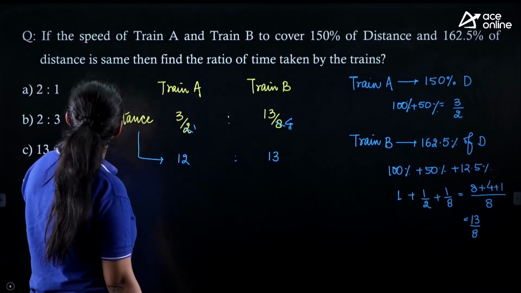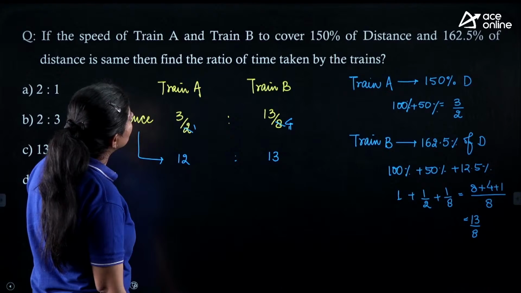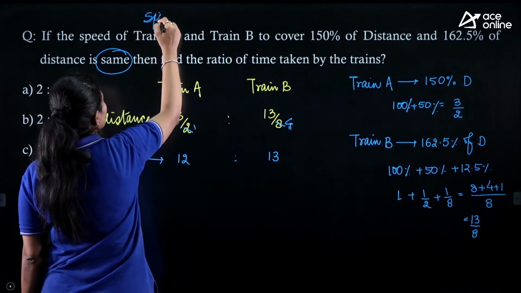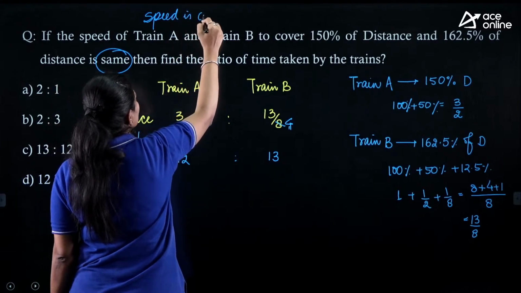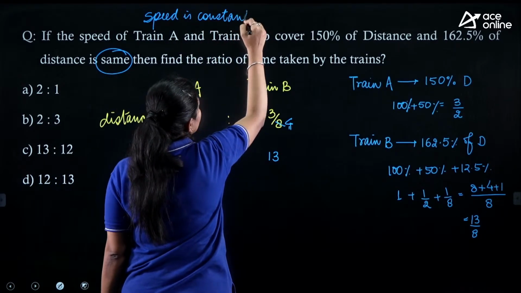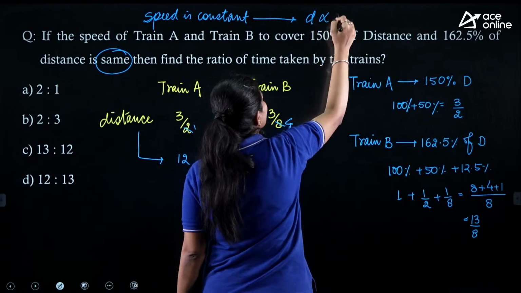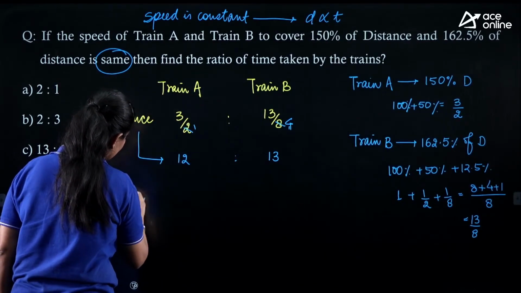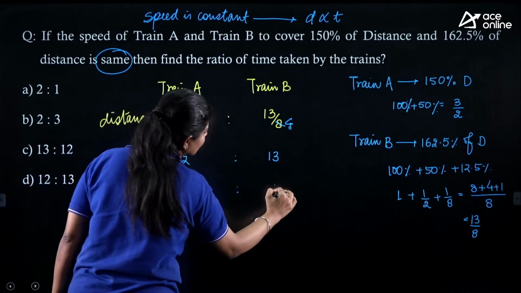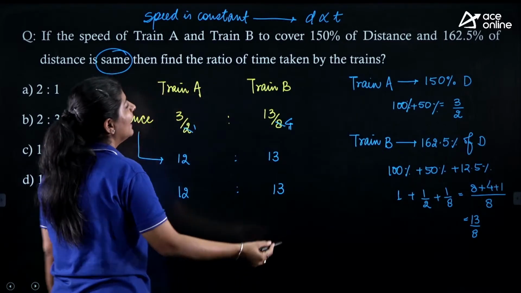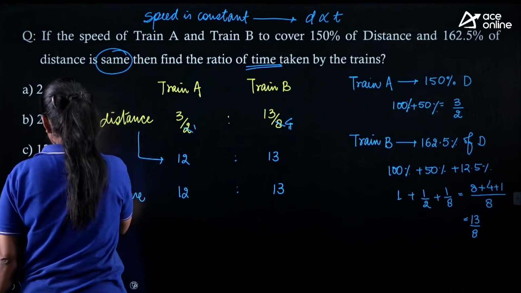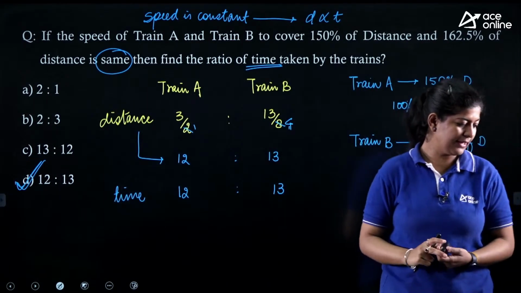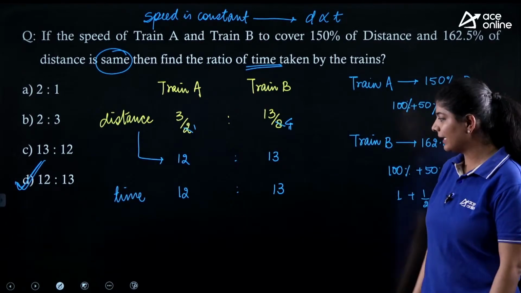And the question is saying that the speed of train A and train B is the same. That means if the speed is constant, we already studied this, then distance is directly proportional to the time. That means the same ratio remains for the time. So for the time also we got the same, that is 12:13, and that's what we need to find out. That means option number D is the correct one. It's quite simple, right? Next.